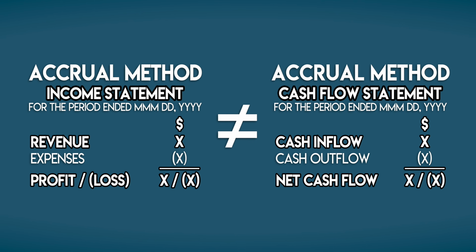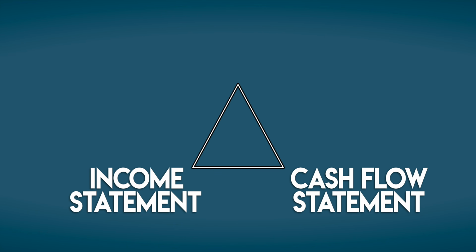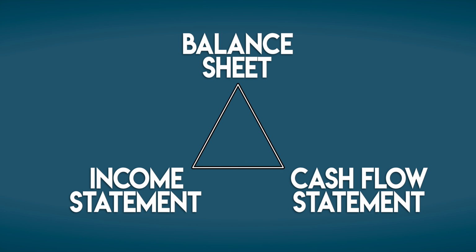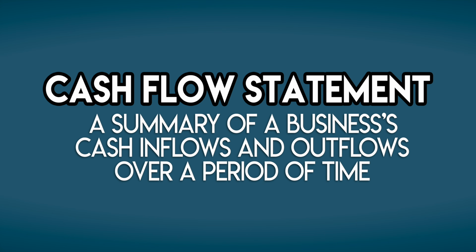So businesses using the accrual method keep a separate cash flow statement alongside their income statement, and they also keep a balance sheet which holds their assets, their liabilities, and their equity. What is a cash flow statement? At the start, I said it summarizes a business's cash inflows and outflows over a period of time. But what does it look like?